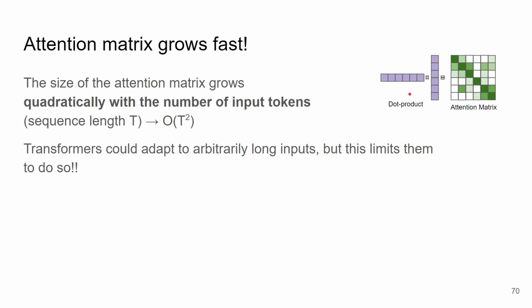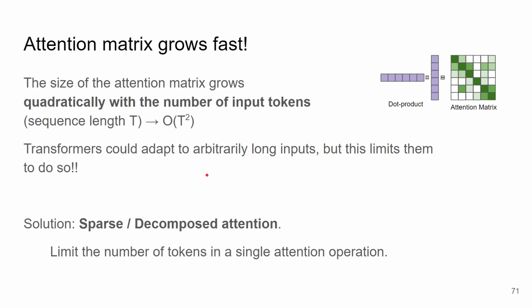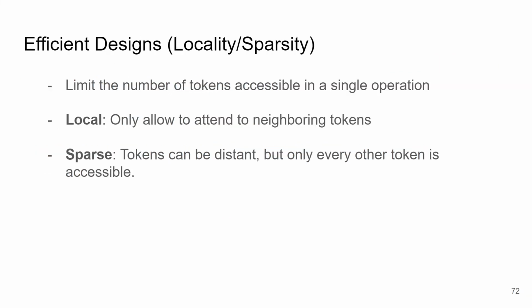So this can get to be a problem because transformers can adapt to any length of input, but this attention matrix that needs to be held in memory is going to limit this capability. So what we're going to do mostly for visual transformers is use sparse or decomposed approaches. In summary, we're going to limit the number of tokens that can be attended in a given attention operation.